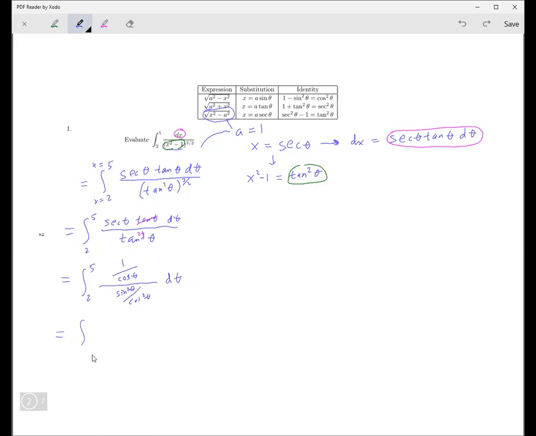Okay, and in this case, let's see what happens. This cosine squared goes up top and reduces with that one, and we have cosine theta over sine squared theta, which you could also think of as sine theta to the -2 times cosine theta. Now we can integrate that.